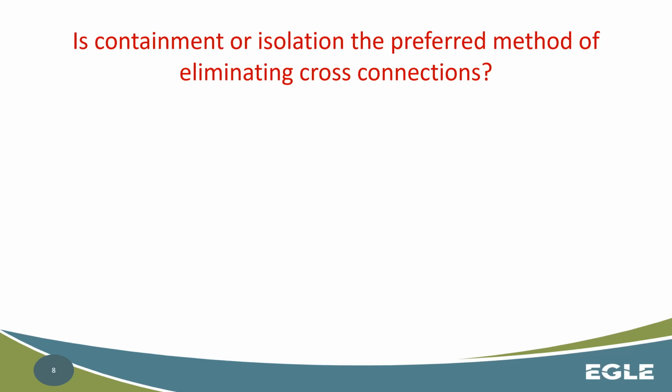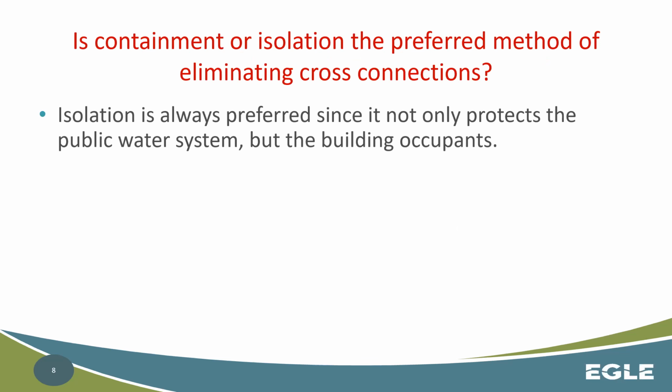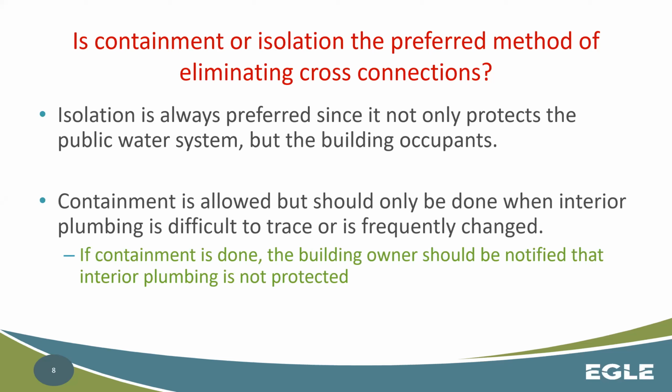All right. Is containment or isolation the preferred method for eliminating cross connections? Isolation is always preferred. And the reason for that is it protects most of the occupants within a building, right? We talked about this. Containment is allowed.